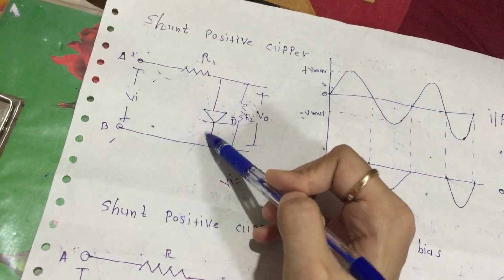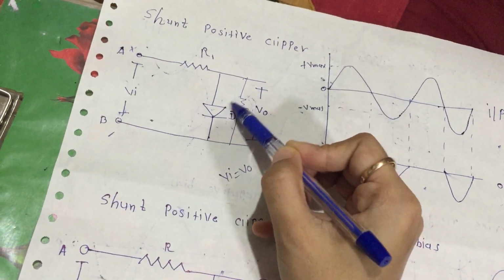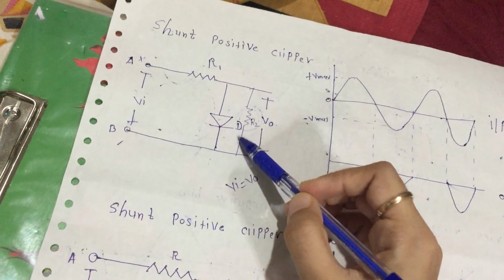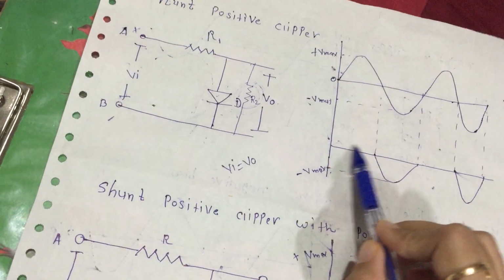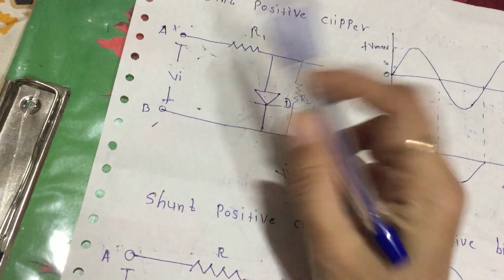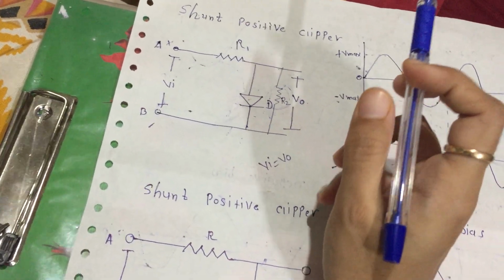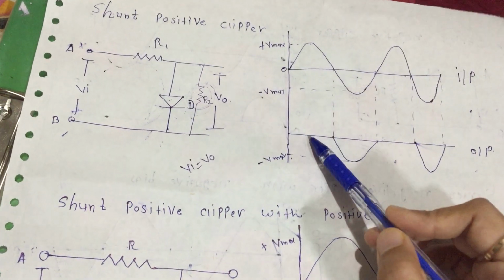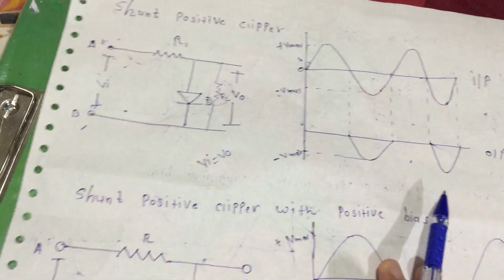Okay, so current will flow like this, but there is no output here, there is no resistance, that's why we are not getting any output. So all the current will flow like this. Alright, so this is forward bias, and we are not getting any output.